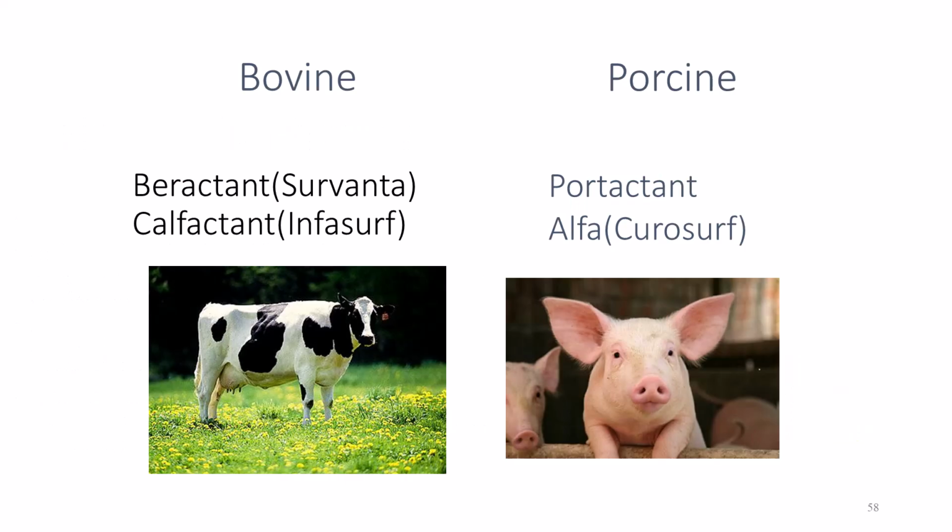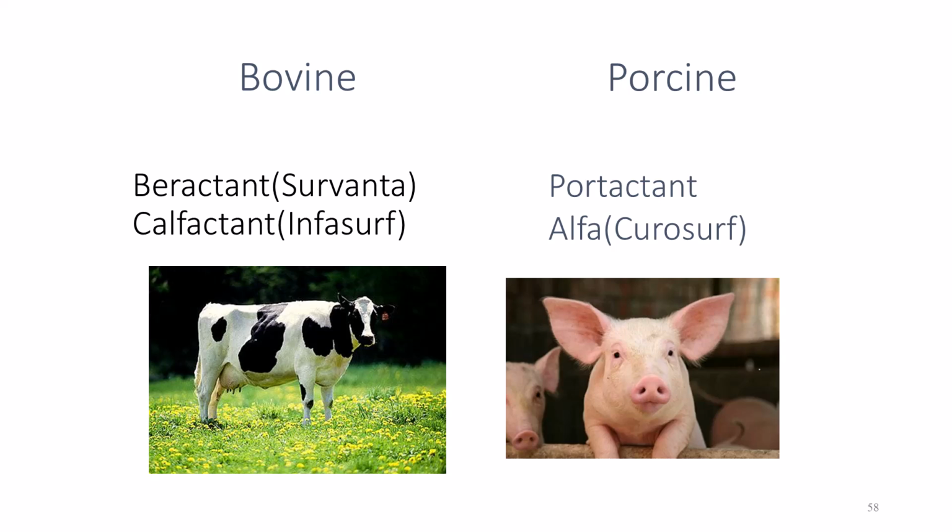Bovine and porcine-derived exogenous surfactants are both natural surfactants used to treat respiratory distress syndrome in premature infants, but they differ in their sources, composition, and preparation methods. Bovine-derived surfactants are extracted from the lungs of cows. One example is Beractant, otherwise known as Survanta, which is obtained through a process that involves washing bovine lungs to collect the surfactant material. The extracted surfactant is then modified by adding synthetic components, such as additional phospholipids, to enhance its effectiveness.